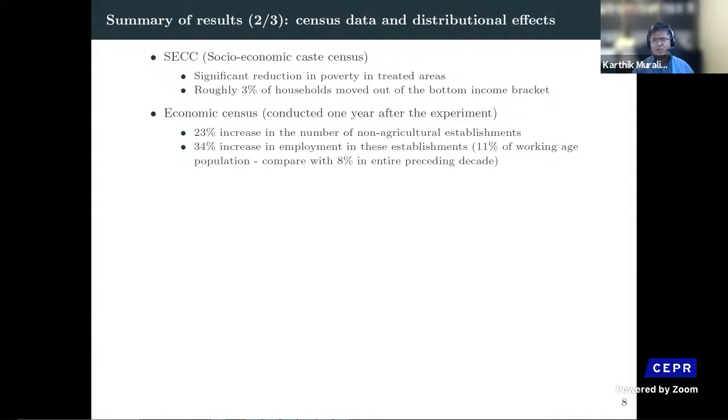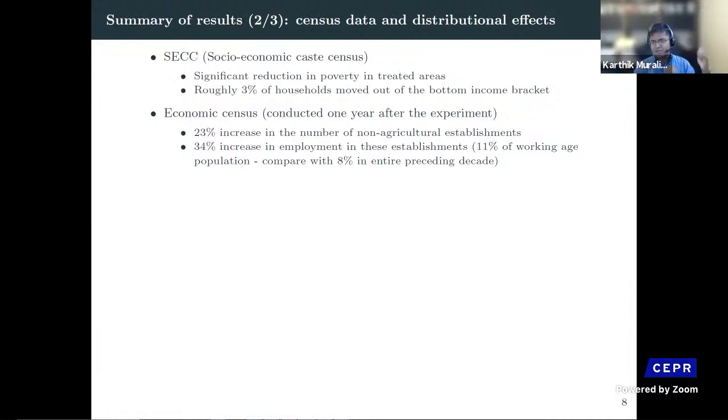And then the other thing which we got lucky about was the government of India also has an economic census every 5 years. Okay, and this was conducted in 2012-13, about a year after the experiment. And what we see is that there's a significant increase in the number of non-agricultural establishments and a substantial increase in employment in these establishments. Okay, and this is a big number. So there's this 34% increase. In fact, it's bigger actually after adjusting for spillovers, and this is 11% of the working age population. Okay, so compared with about 8% in the entire preceding decade.